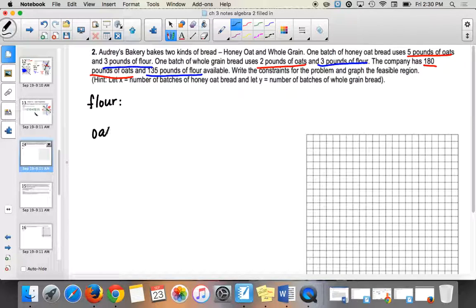and then oats. Oh, I should have done oats first and then flour. We'll do oats first and then flour. I would hate to confuse you with my color coding.